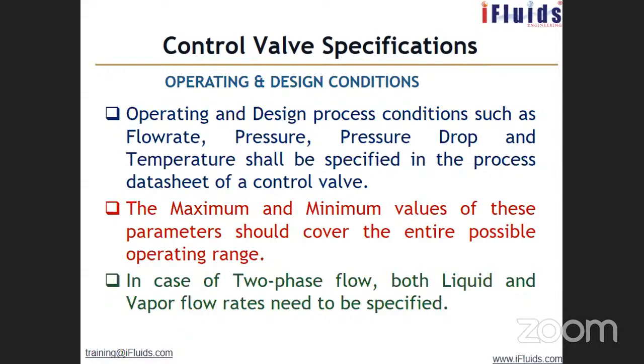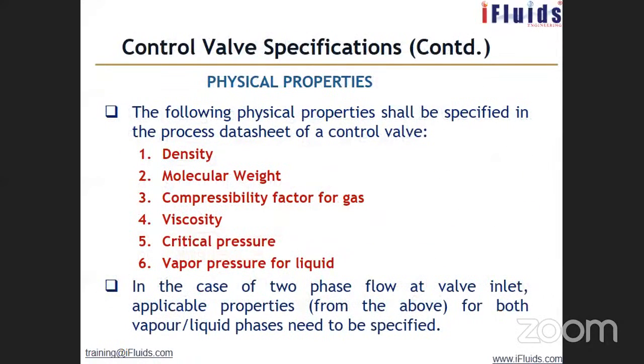The maximum and minimum values of these parameters should cover the valve operating range. In case of two-phase flow, both liquid and vapor portions, we have to give the data separately. Physical properties, the main properties we need to provide are density, molecular weight, compressibility if it is a gas, viscosity for liquids, critical pressure, vapor pressure of the fluid. If you pass a liquid at boiling point, etc., we have to give the vapor pressure.